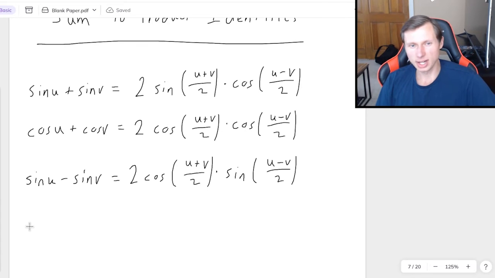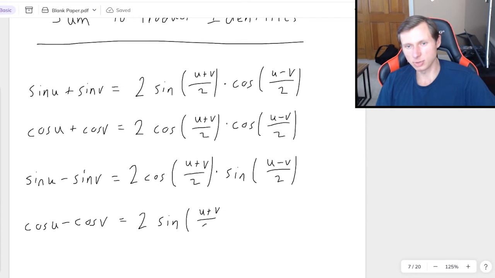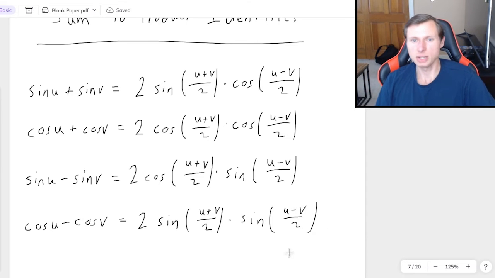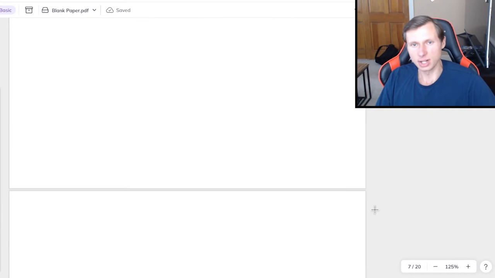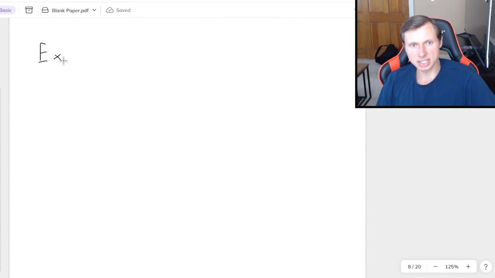And then the last one, I swear, is cosine of u minus cosine of v, which is going to be 2 sine of (u plus v) over 2 times sine of (u minus v) over 2. And if you see, we got every possible combination of sine and cosine out there. And so the last thing we're going to do today is just look at some examples of product to sum and sum to product.